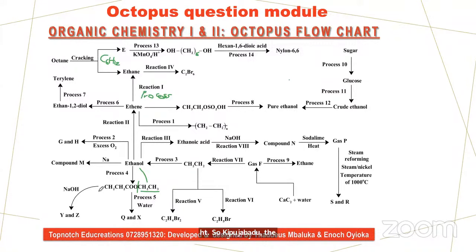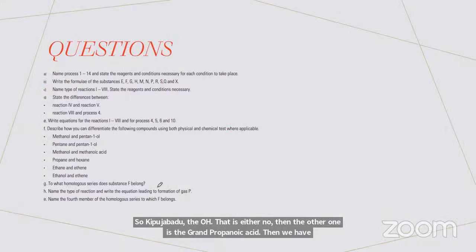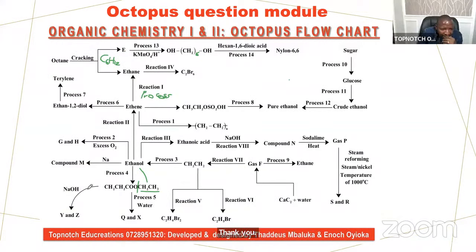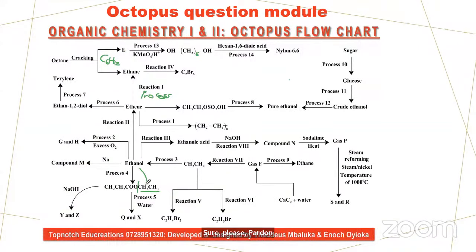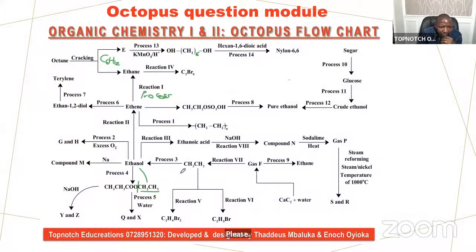Sir, please pardon. Yeah, what's it? Please pardon in the process four. Process four. We have ethanol here. Now to corner the this process four is what first?